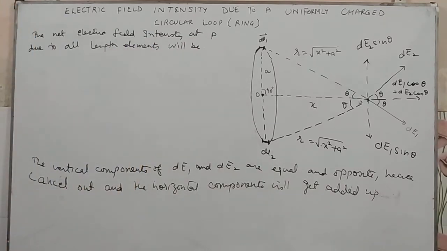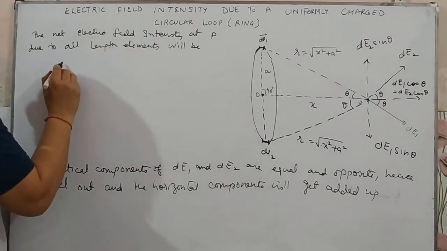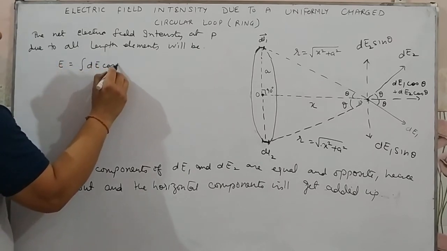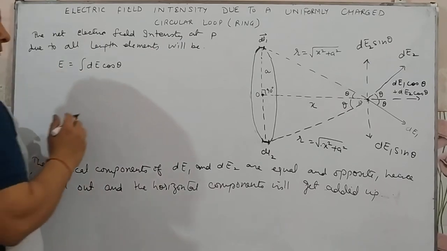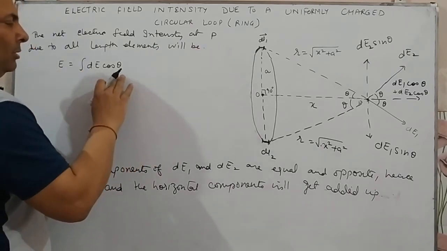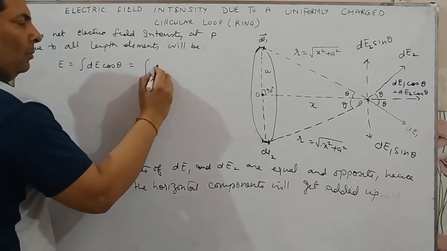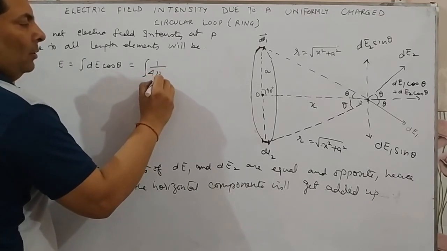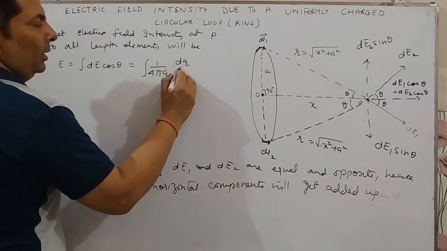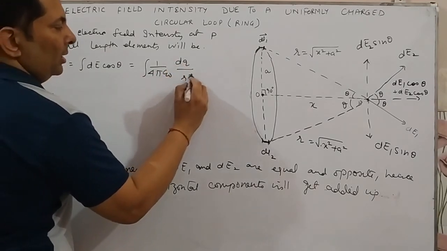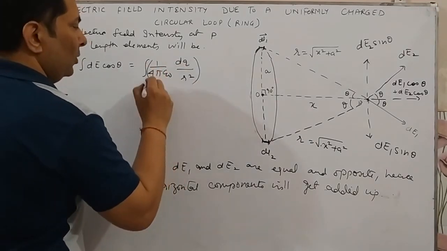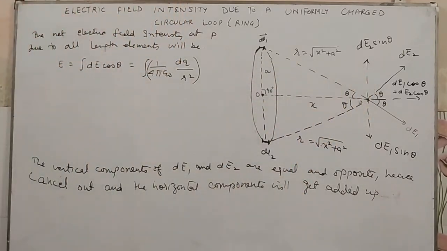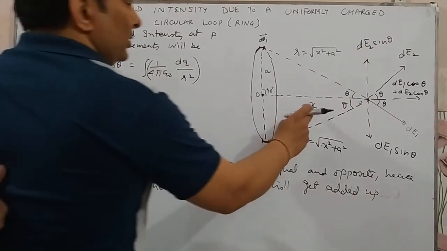how much? This will be dE, and E equals the integral of dE cos theta. All the components to be added, so the result will be like this. So what we'll write here, put the value of dE and the value of cos theta. So we have 1 upon 4 pi epsilon naught, dq upon r square, and we need to write the value of cos theta. So from this right angle triangle, cos theta is base upon hypotenuse. This is x upon r.